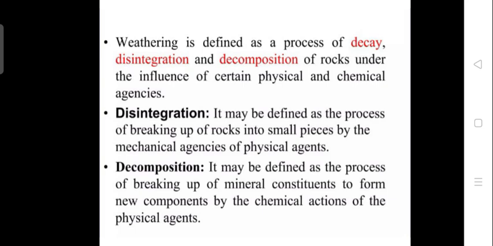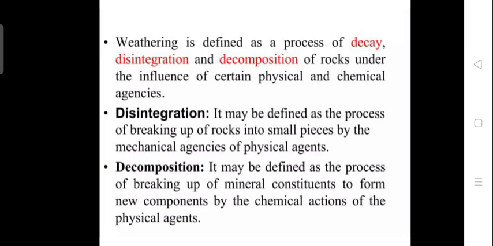Then we can know about what is disintegration. It may be defined as the process of breaking up of rocks into smaller pieces by the mechanical agencies or physical agents. That is, rock may break down into small pieces.